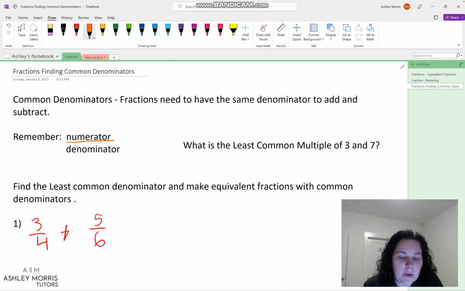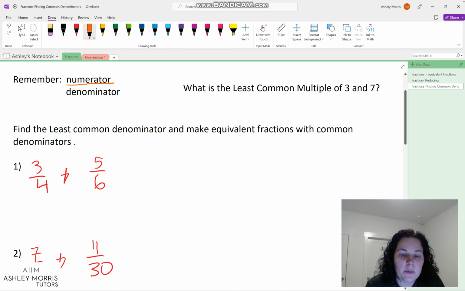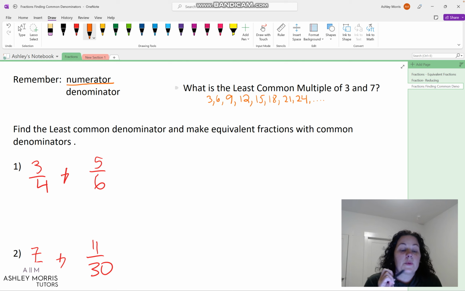We also need to remember how to find least common multiples. So if we want to find the least common multiple of 3 and 7, some people can just look at numbers and they can tell. I can't always do that. So what I'll do is I'll start writing out my multiples. So for 3, you've got 3, 6, 9, 12, 15, 18, 21, 24, and then you're just going to keep going, right? 3 times 1, 3 times 2, 3 times 3, and then we just keep going.